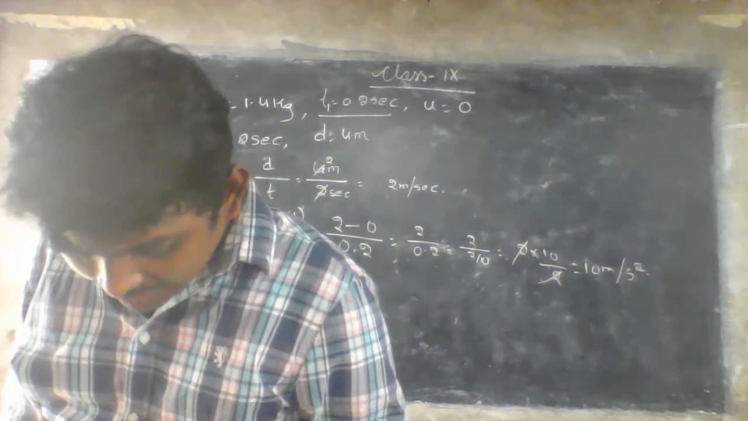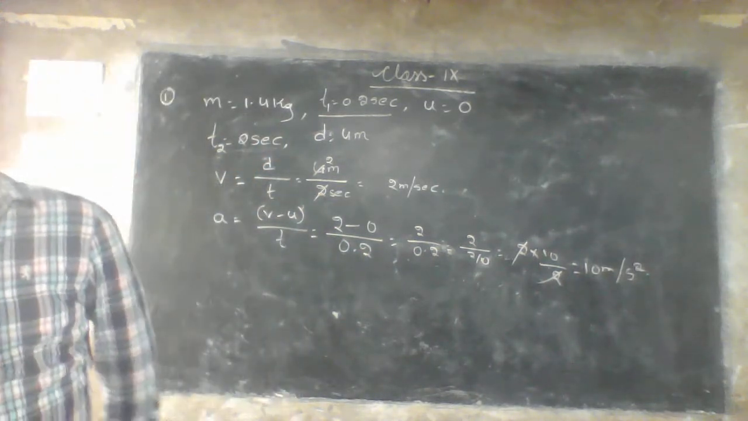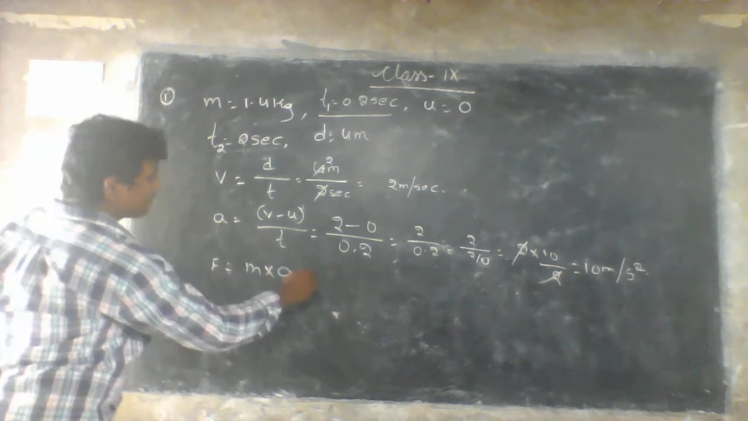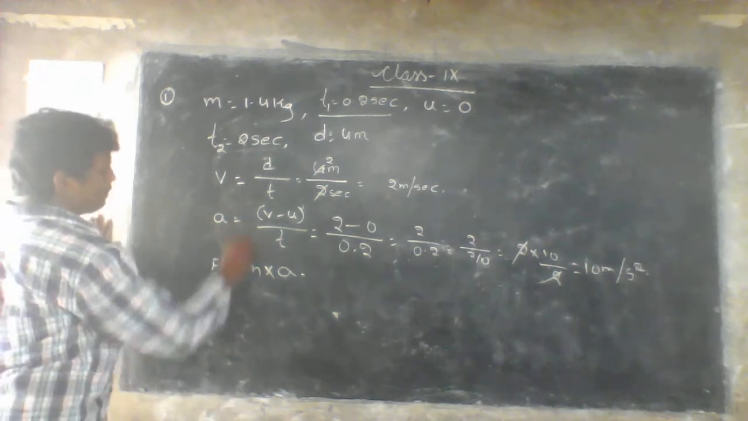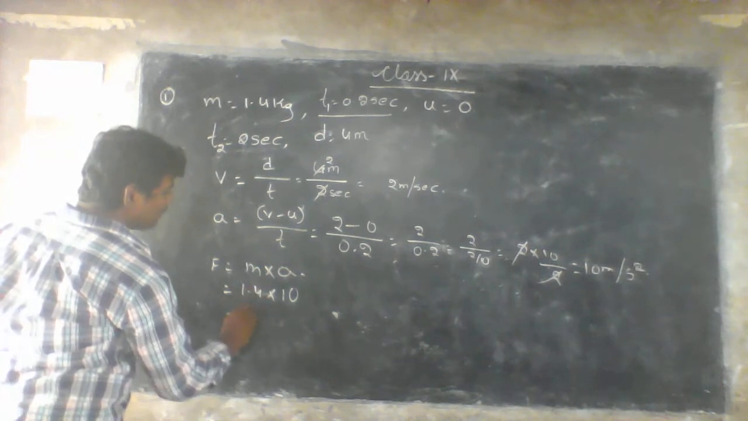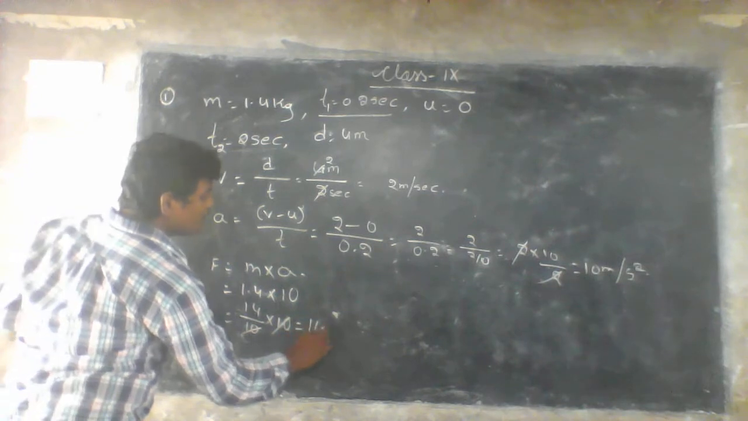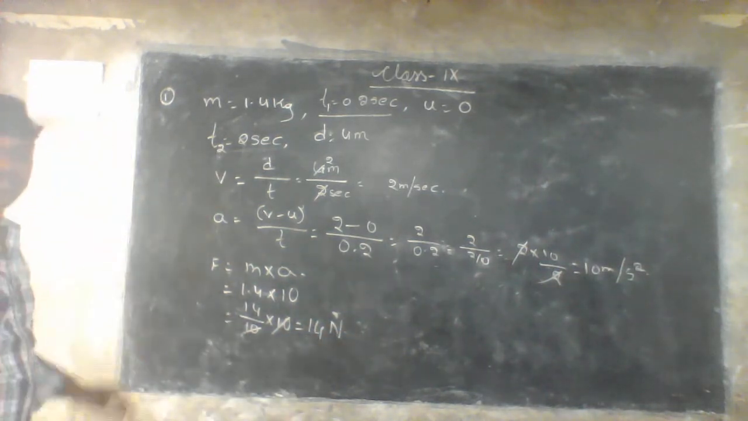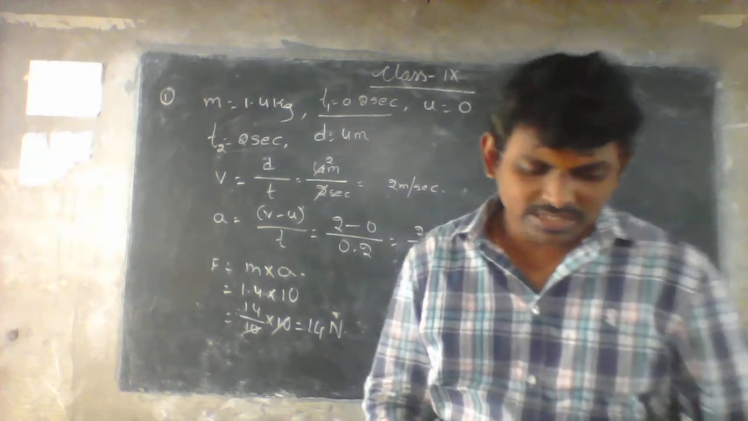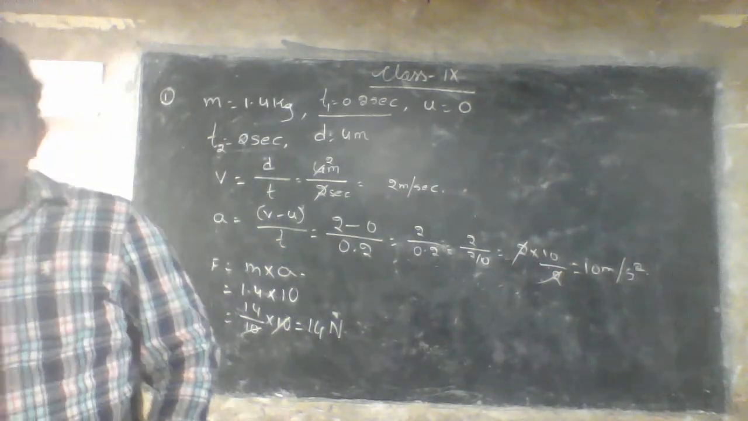Finally, we have to find the magnitude of the force. F equals m into a. m is 1.4, into a, which is 10 meters per second square. 1.4 means 14 by 10, into 10. The 10 will get cancelled, so 14 newtons of force is acting on that body. Understand? So we shall go for the next problem.